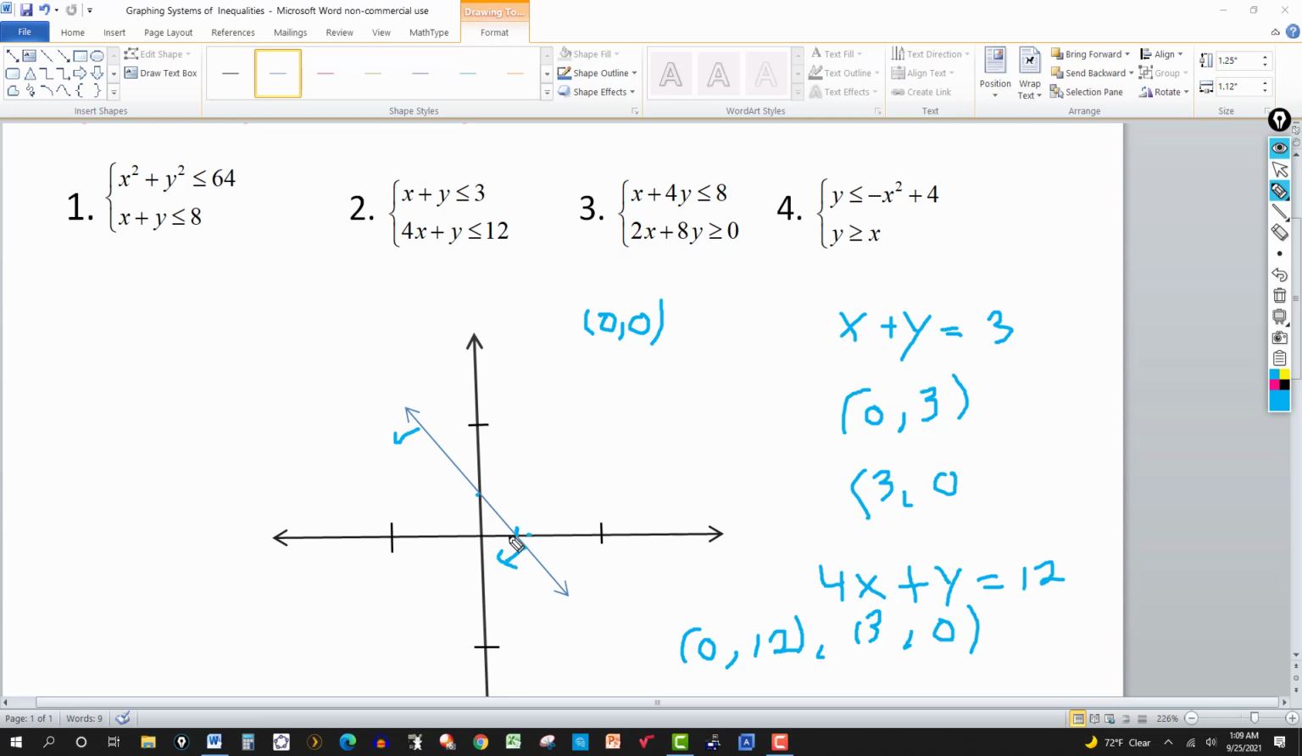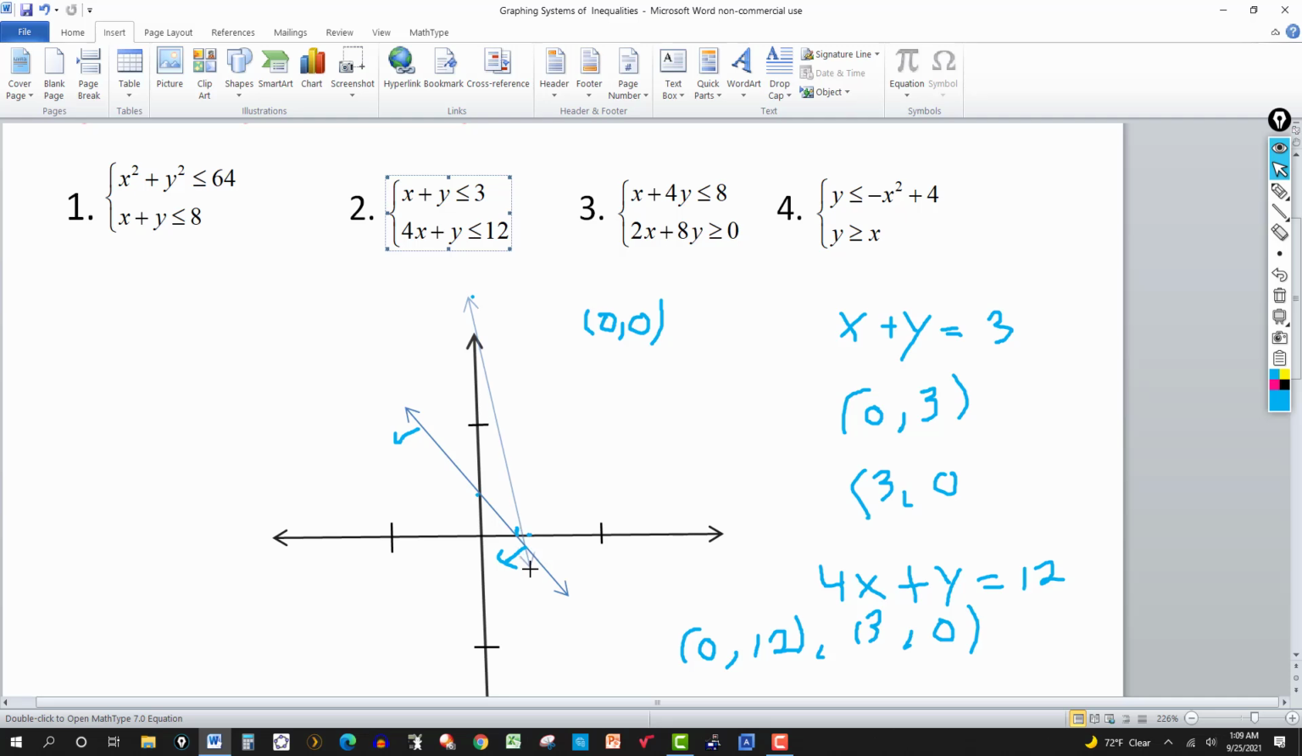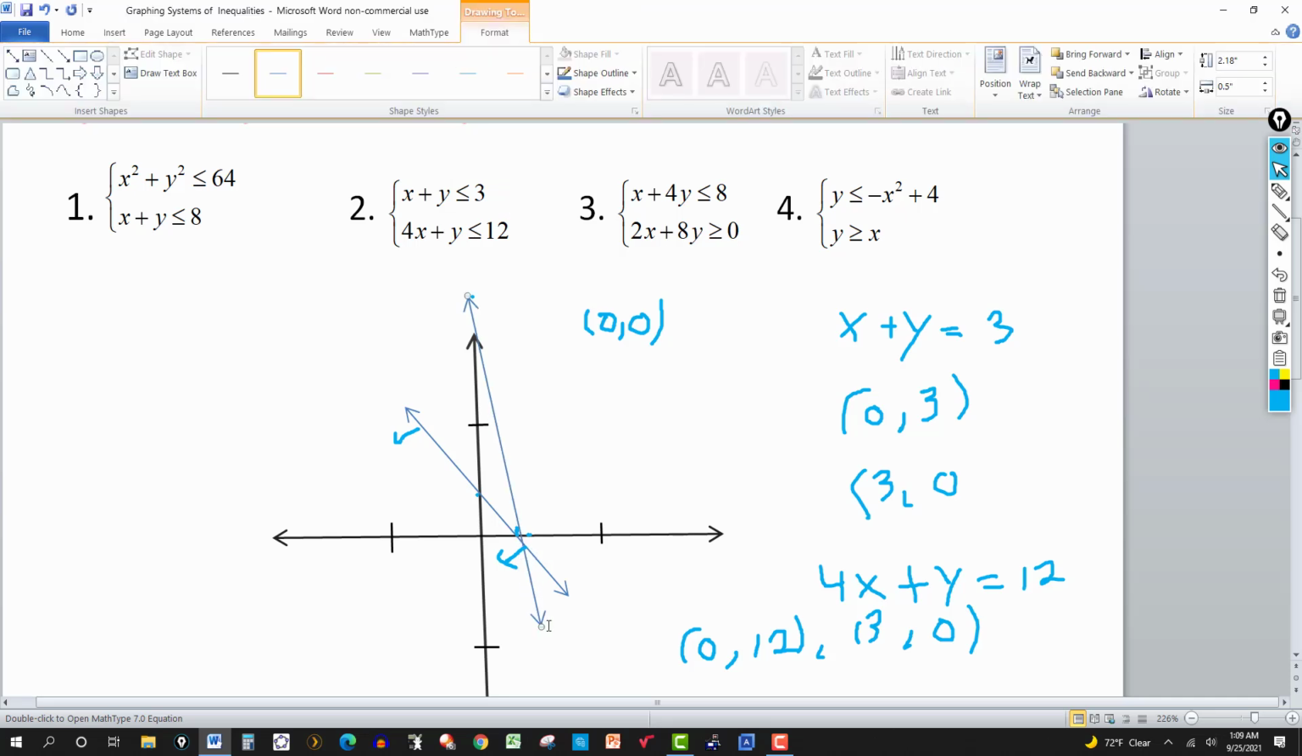3, 0. And then the point 0, 12 would be, say, somewhere over here. We'll get a line. Okay, so those are the graphs for the boundaries for both of those.